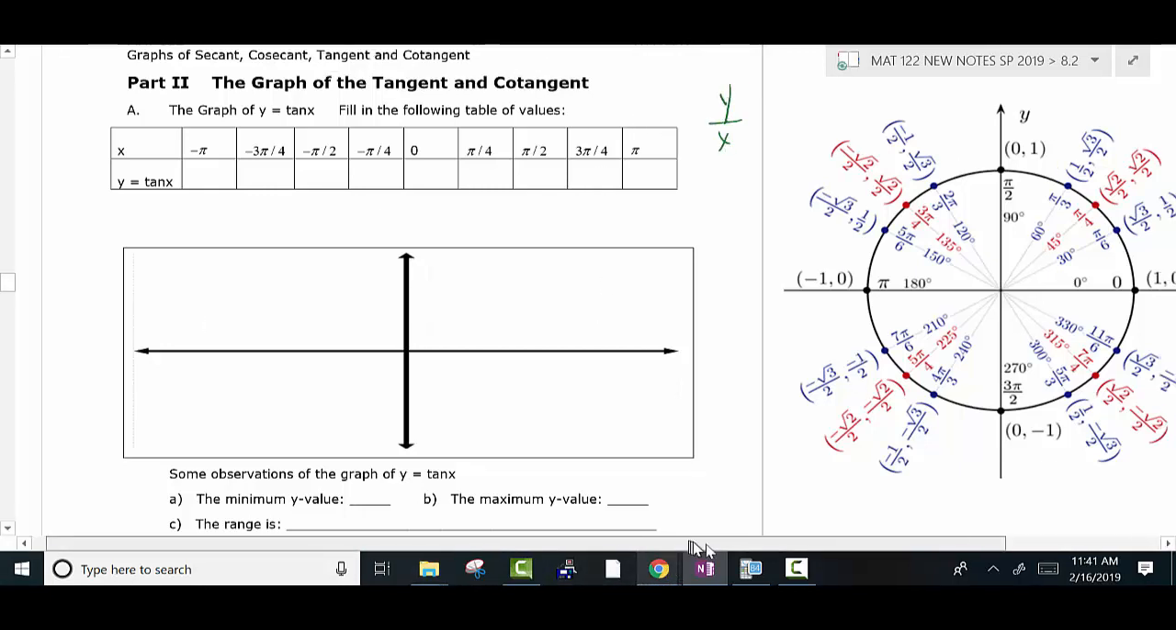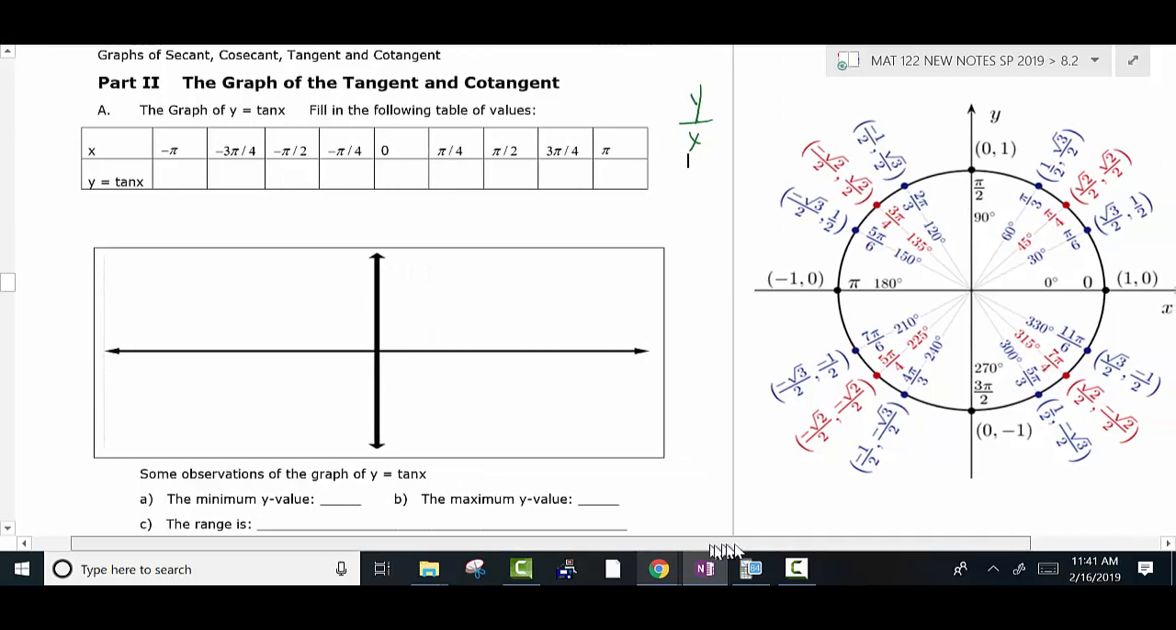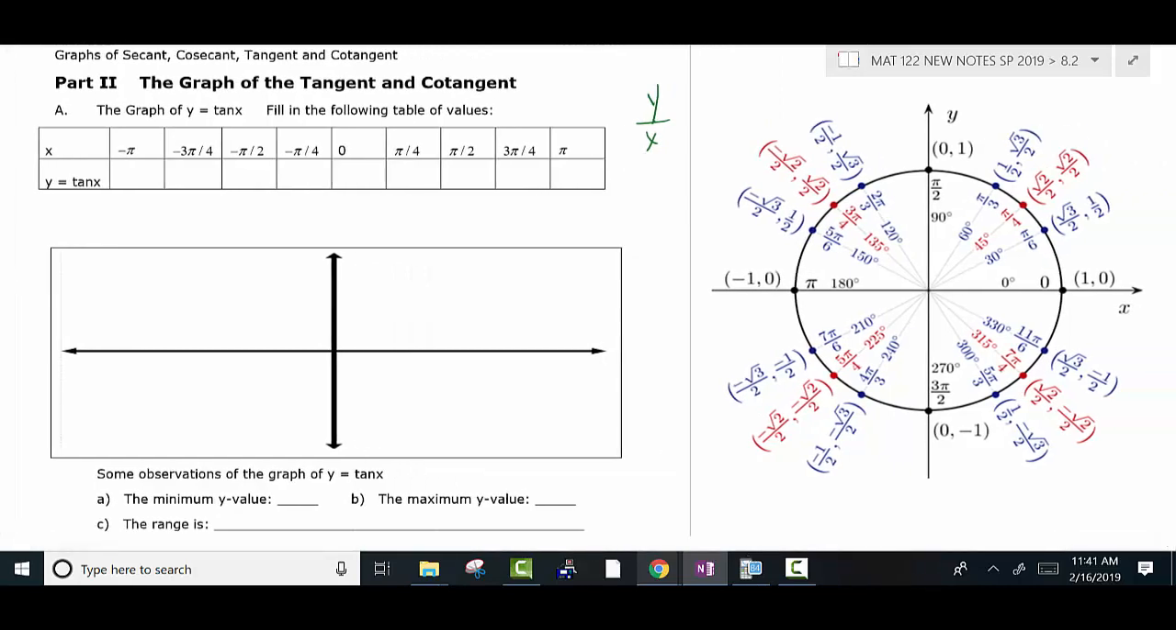To begin with, let's just start on the unit circle. I'll write down what we have. At 0, y over x would be 0 over 1, so therefore the tangent is 0. We go to pi over 4. Y over x would be root 2 over 2 divided by itself, so that would be 1. If you go to pi over 2, y over x would be 1 over 0. So that's undefined, so you're going to have a vertical asymptote there.